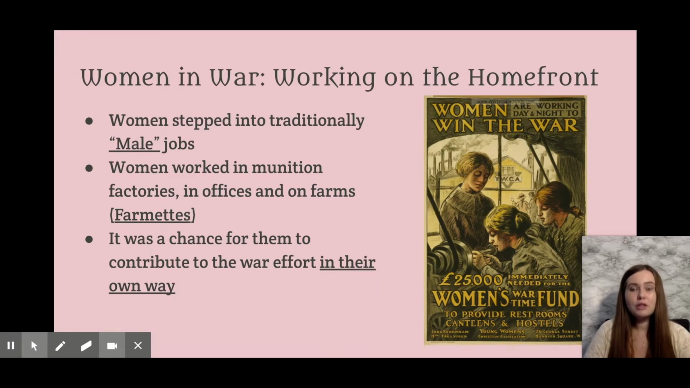So women stepped into traditionally male jobs. These male jobs tended to be munition factories, office work, and heavy labor on farms. These were jobs that traditionally men would do because they were deemed dangerous, or it was thought that women weren't strong enough to do them, or it wasn't an appropriate environment for a woman.